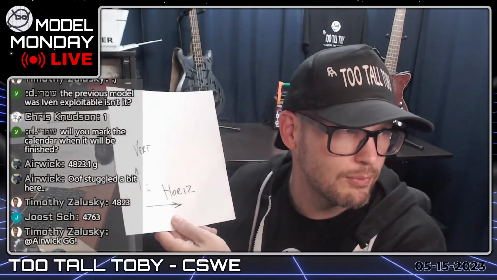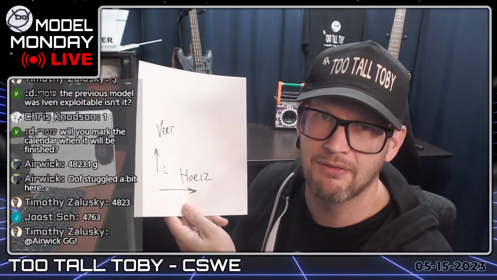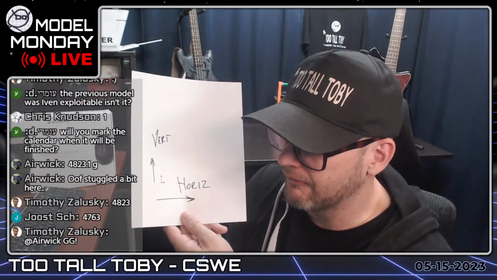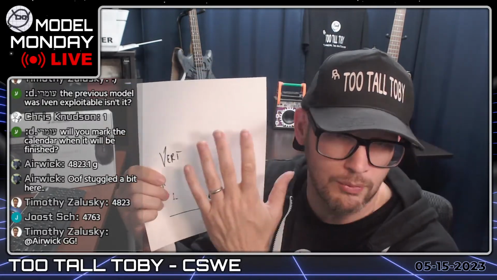But this is not the 3D world, right? The 3D world has positive X, positive Y, positive Z, negative X, negative Y, negative Z. It doesn't have vertical and horizontal. These are relationships that only really exist in the 2D world.